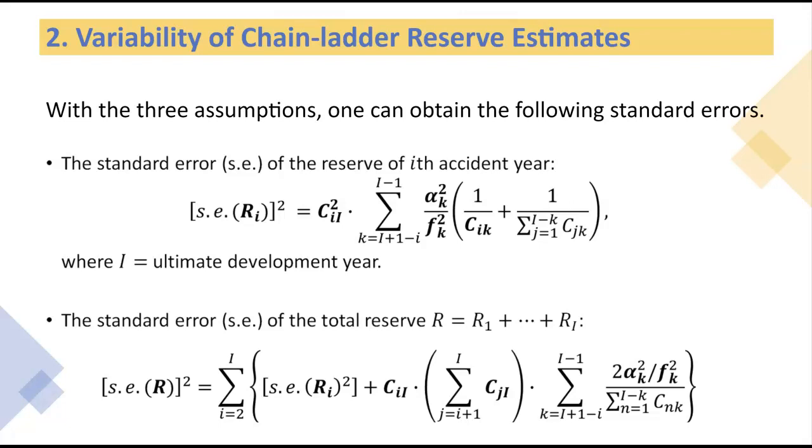The second topic of the paper is about the variability of chain ladder. With the previous three assumptions, the author computed the standard error of the reserve for each accident year. This is an estimator of the standard deviation of the reserves. The author also computed the standard error of the total reserve. Note that based on the previous assumptions, the reserves are correlated, so the standard error of the total reserve is not simply the sum of the accident years.